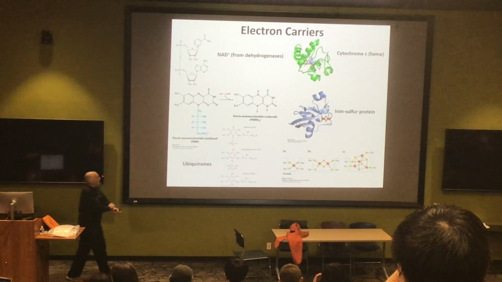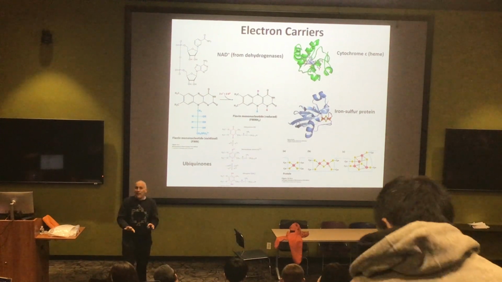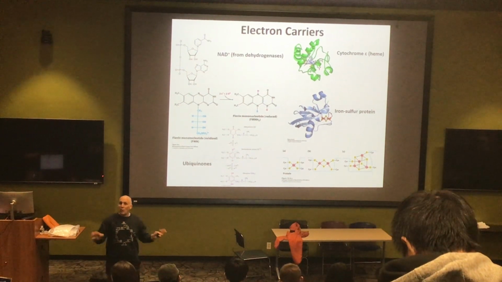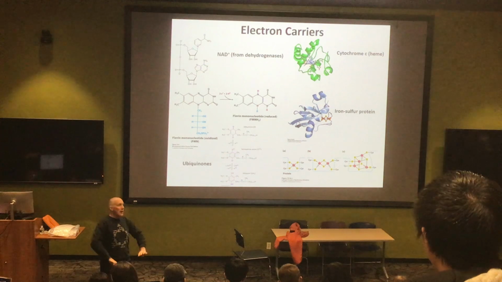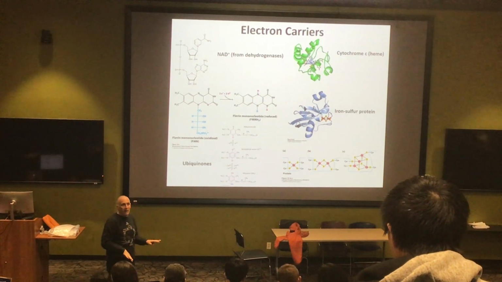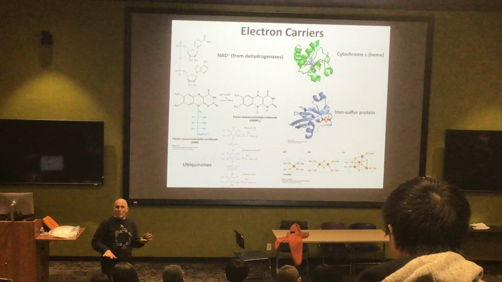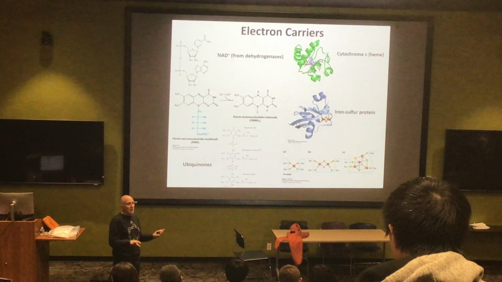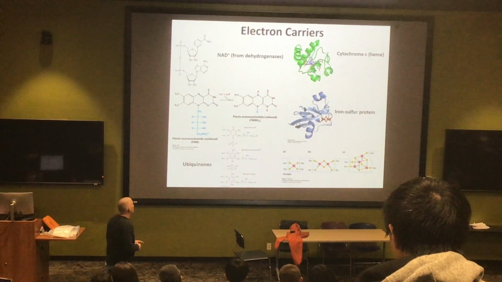What are the electron carriers? Just to be clear, in general, most of these are associated part-time or full-time with the protein. So you see some proteins here, but you also just see the carriers. We'll focus mostly on the molecules, but keep in mind that there are proteins that are involved and are associated with this, okay?